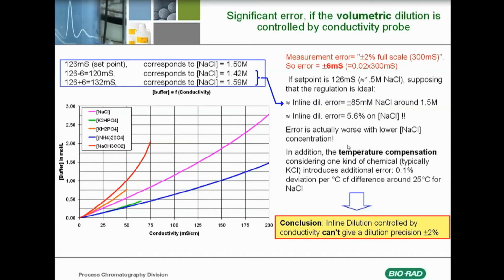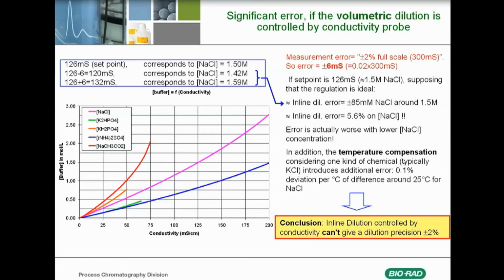In addition, you probably know that conductivity is very much sensitive to the pH and also to the temperature. So this is why with the conductivity measurement, there is a temperature compensation. And we typically use KCl for making a general temperature compensation.